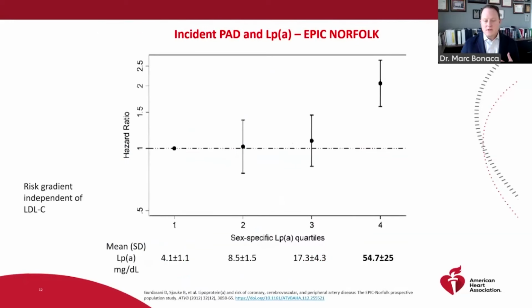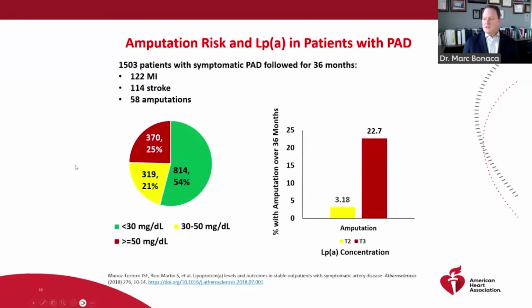Well, you've heard data, and I'll show you some data here, that Lp(a) is very closely linked to PAD. Here from EPIC-Norfolk, you can see patients with an elevated lipoprotein(a) have a higher incidence of developing peripheral artery disease. And you can see here that in another sample, patients who had levels above 30 milligrams per deciliter had higher risk of PAD, and particularly over 50 milligrams per deciliter. He's much higher than that.